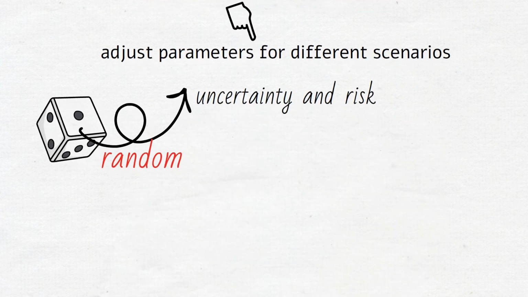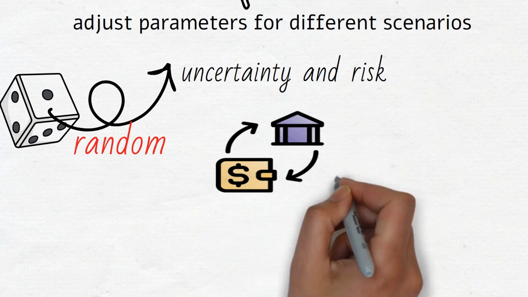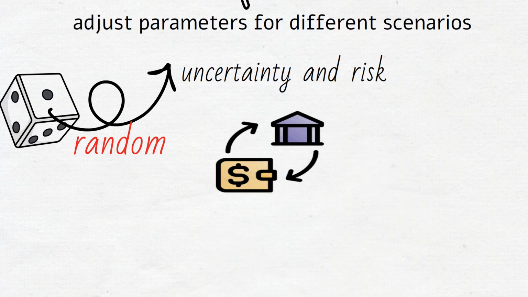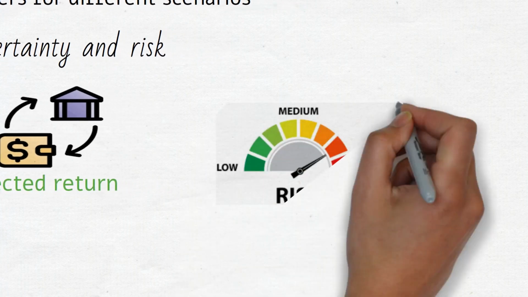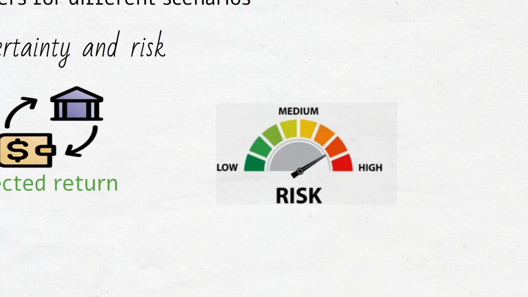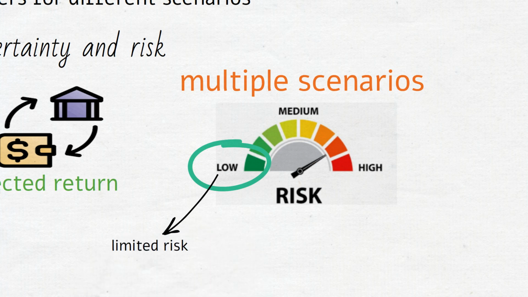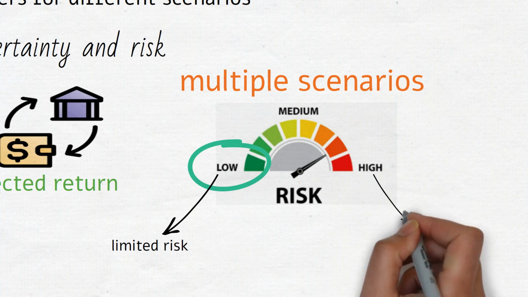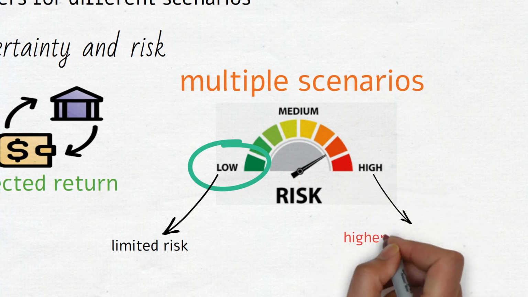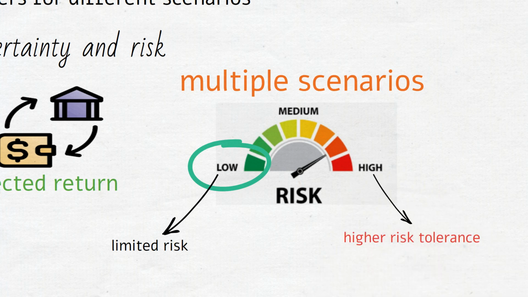So for instance, let us say we want to determine the expected return on investment for the shares in the company. We could create multiple scenarios, each with different assumptions. One scenario might use conservative estimates, assuming a lower interest rate, moderate growth, and limited risk factors. Another scenario could be more optimistic with higher interest rate, aggressive growth projections, and a higher risk tolerance.